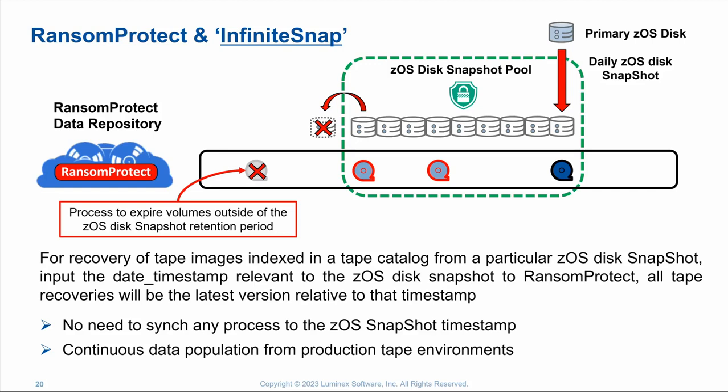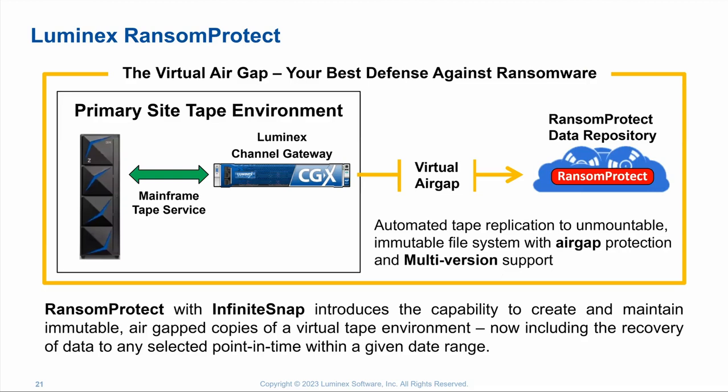And it is continuous data protection from the production environments. And this brings in capabilities around forensic analysis, selective data recovery, surgical recovery, I believe IBM used the terms, etc. That's what we say when we say we introduce the capability to create and maintain immutable air-gapped copies of a virtual tape environment. And that's with the recovery of data at any selected point of time within a given date range. So that's the service that we're saying that we have now. It's the alternative to snapshot. It's the alternative to exploiting the grace period.